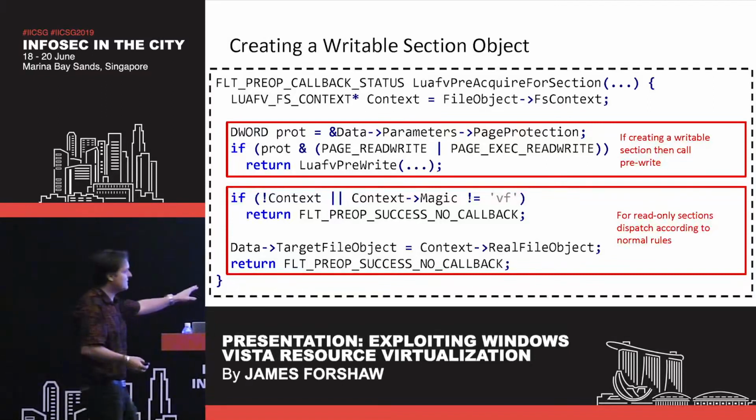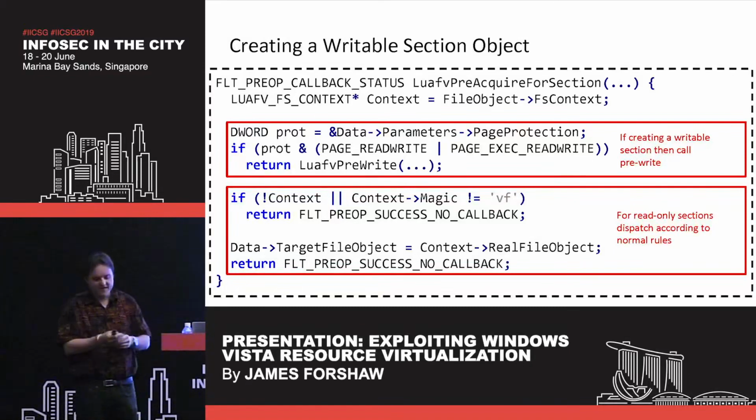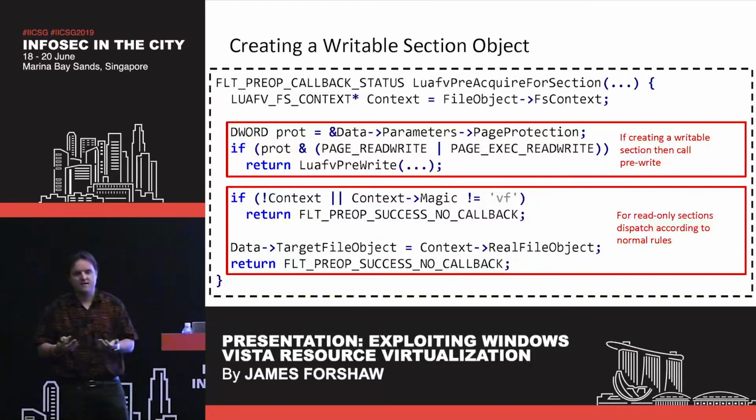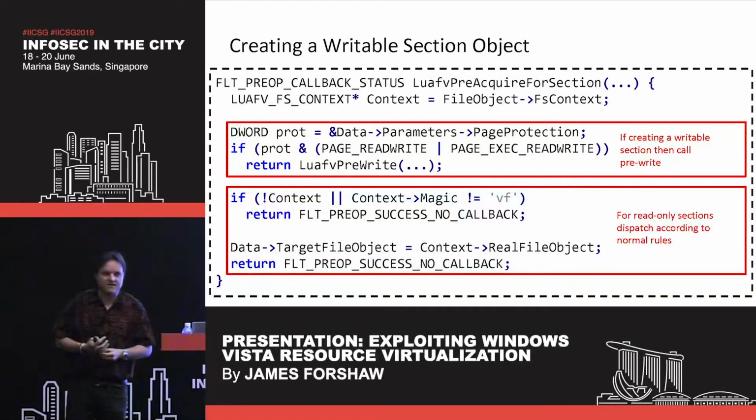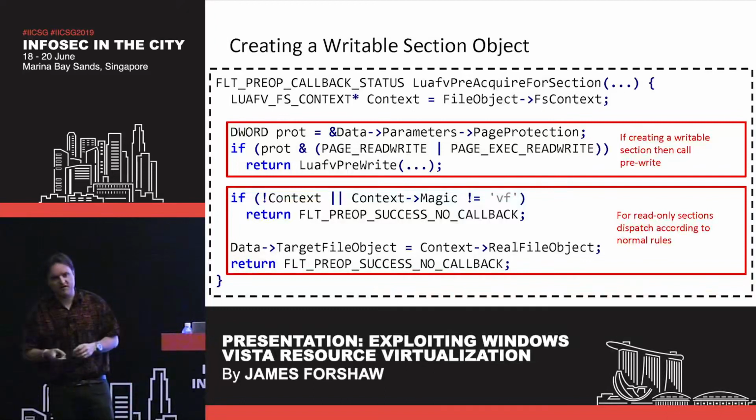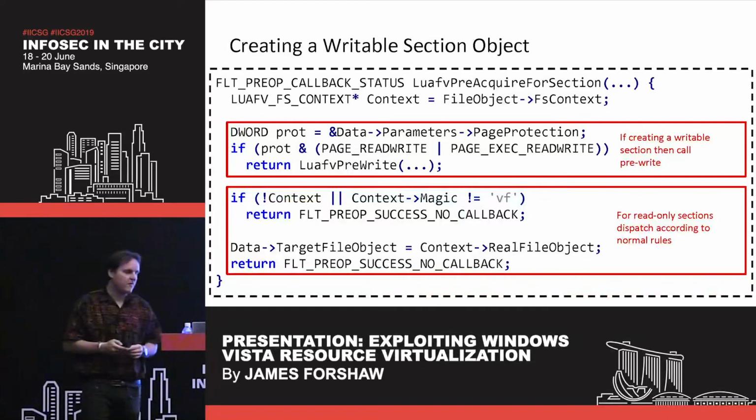Otherwise, it just lets it continue because, in order to maintain this fiction, it would make no sense to virtualize the file if you're only mapping it for read, when actually all you're going to do is read from it. So we'll just let it continue and pretend that it's actually the real file all along, right? And that works.